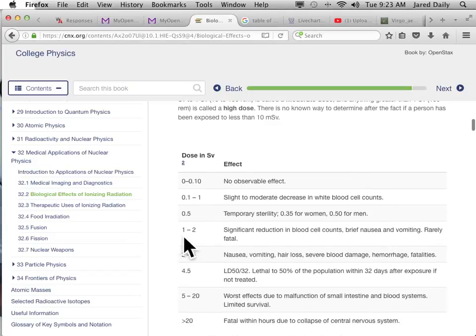So anything greater than 1 sievert is a significant reduction of blood cell counts. You can get nausea and vomiting, but it's not necessarily fatal. It's not necessarily a dose that's going to kill you. Then 2 to 5, nausea, vomiting, hair loss. You've seen that in probably situations where people are undergoing radiation therapy. They are often given more than 2 sieverts. They lose hair. Why would they lose hair at that point?